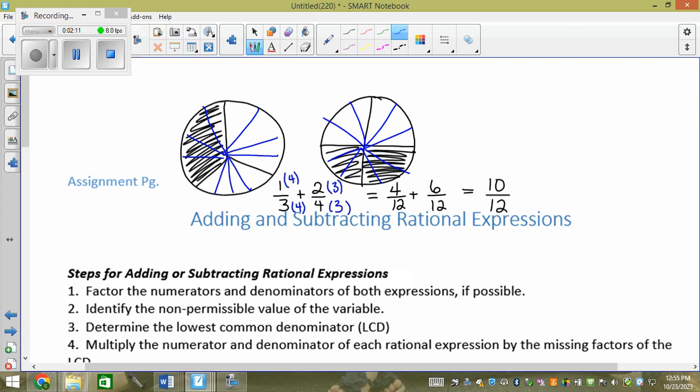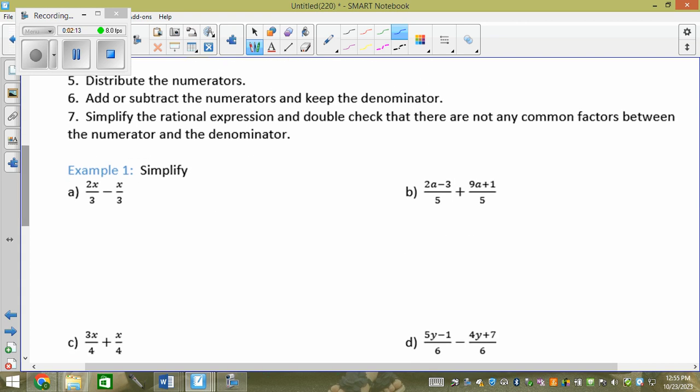All right. So in order to simplify addition and subtraction of rationals, I need common denominators. Now I'm starting off with common denominators. You're not going to get ones with common denominators on a test. But we start off with them to figure out how to deal with it. So here, do I have any non-permissible values? Is there any variables in the denominator? No. So I have no non-permissible values.